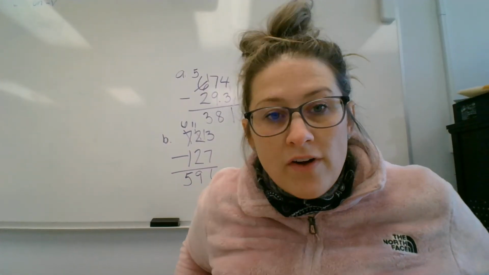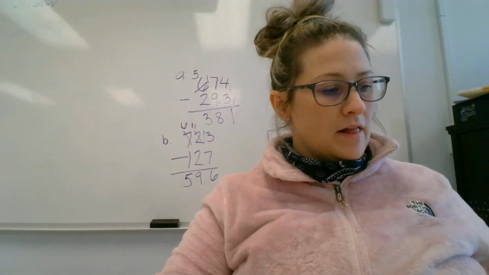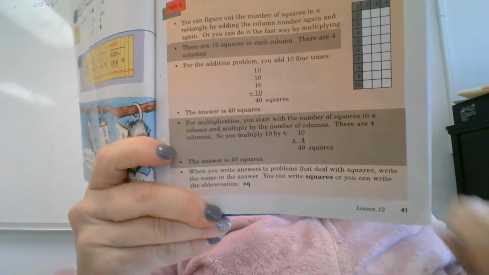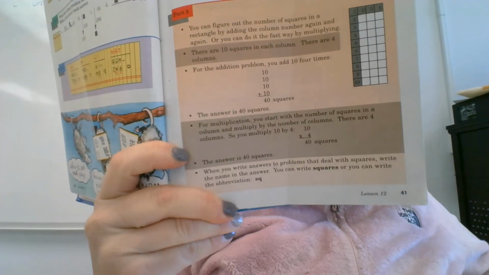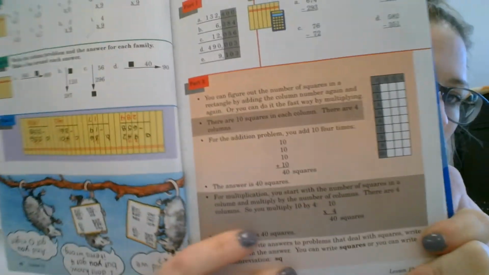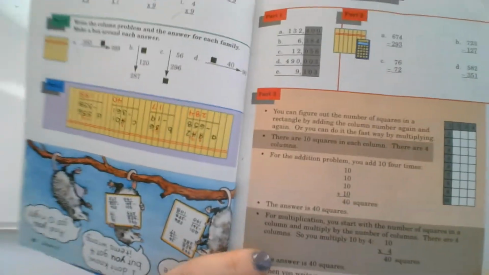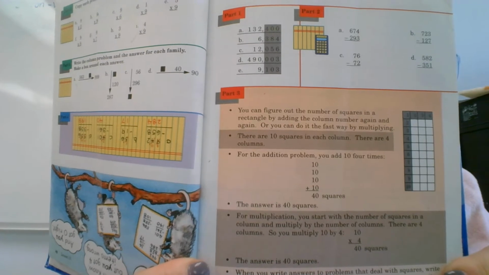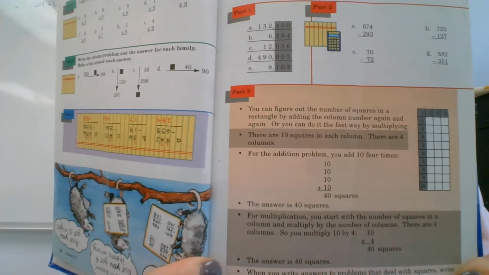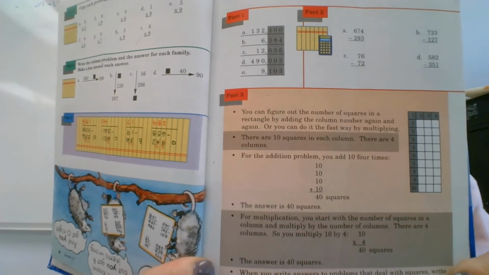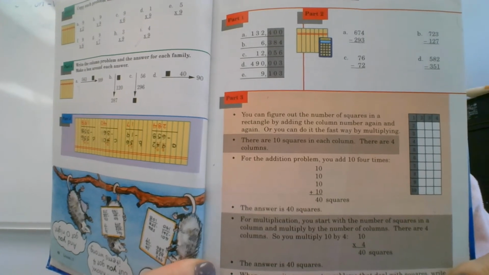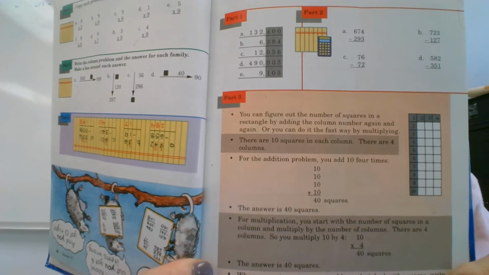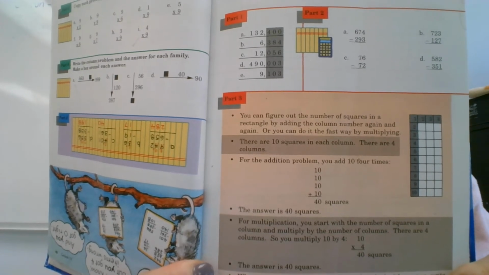All right, find part 3. You can follow along as I read. I'll read what it says in the box. You can figure out the number of squares in a rectangle by adding the column number again and again. Or you can do it the fast way by multiplying.